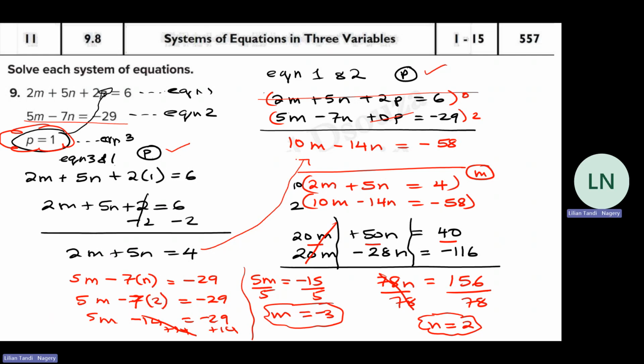Okay, then write your solution. Solution, m, n, p: m is negative 3, n is 2, p is 1. And you box your answer.